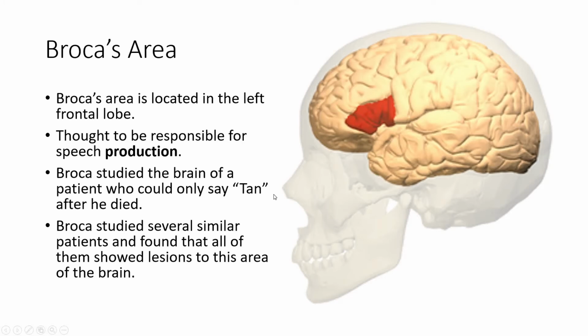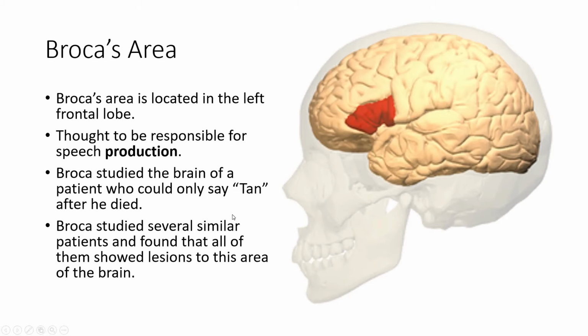Broca discovered this by studying the brain of a patient who could only say the word tan, and because of that the patient was called Tan. So all he could say was just tan, tan, tan. He could change the tone of voice, so if he was asking a question he might say tan, tan, tan, but he could only say that one word, tan.